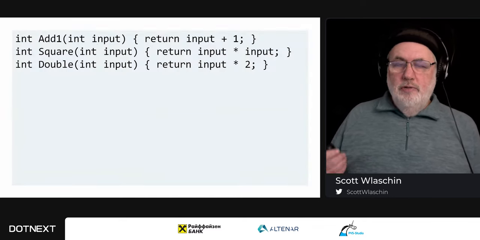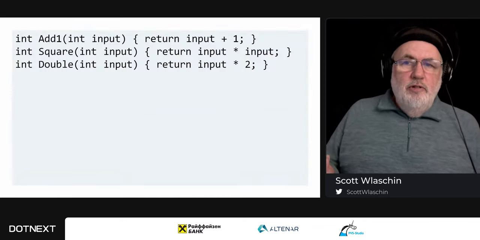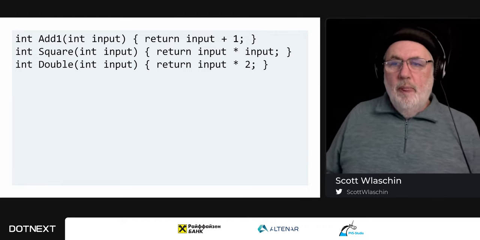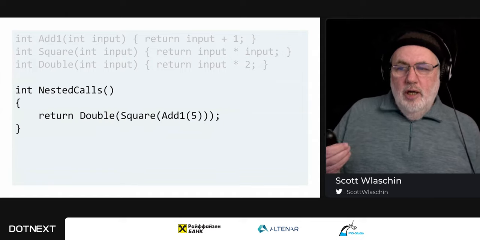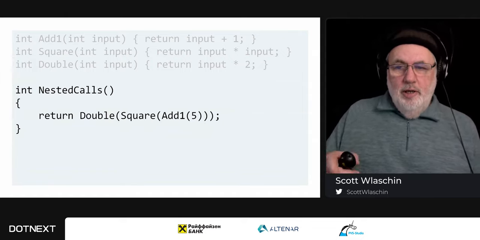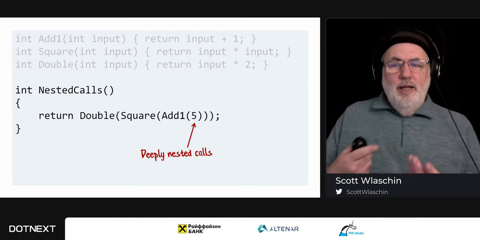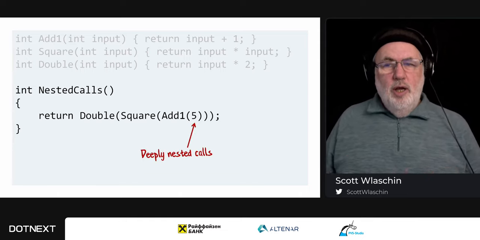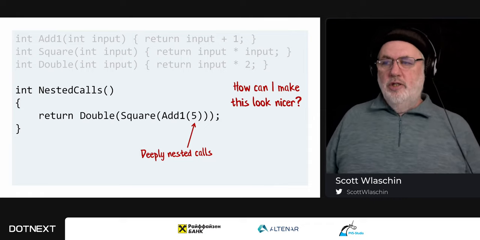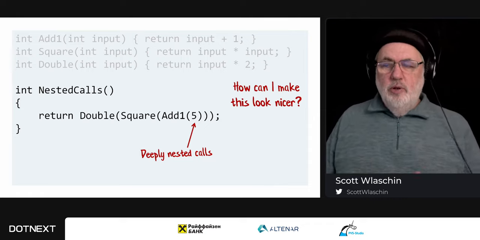Let's say that we have a bunch of very basic arithmetic: add one, square a number, and double a number, something very simple. I have this thing where I'm adding one to five, and then I'm squaring it, and then I'm doubling it. Now, this is a deeply nested call that can be quite hard to understand. And I'm looking at this and I say, well, I'd like to make this easy to understand. I'd like to make it more composable and so on.